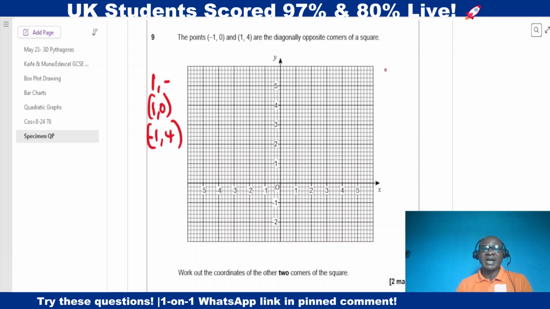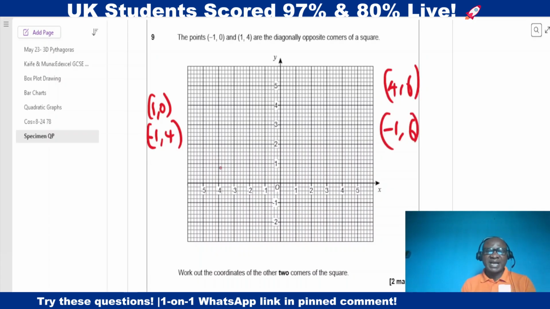Okay, Mona, give me the coordinates of the remaining two corners, fast. Look into your book and give me what you have written down. 4, 6 and minus 1, 6. 4, comma 6 and minus 1, comma 6. Is that what you said? Yes. Okay, let's take it.